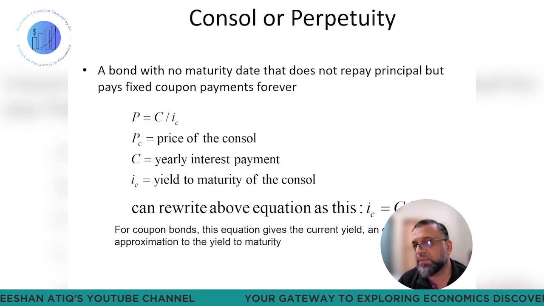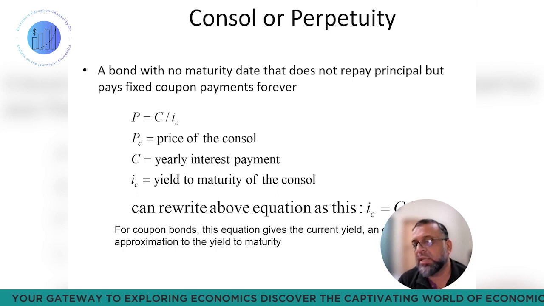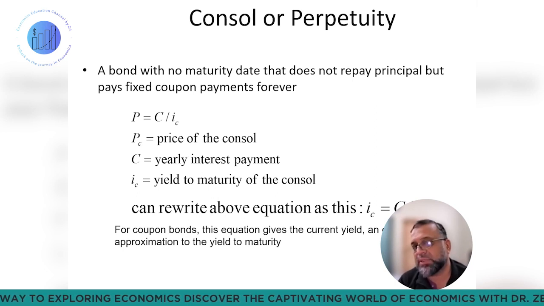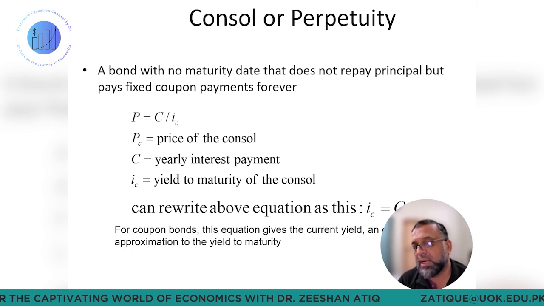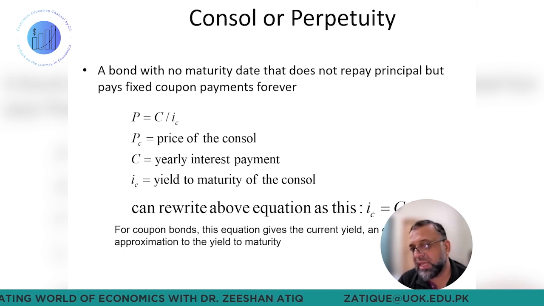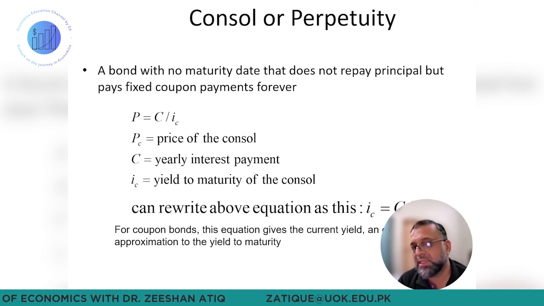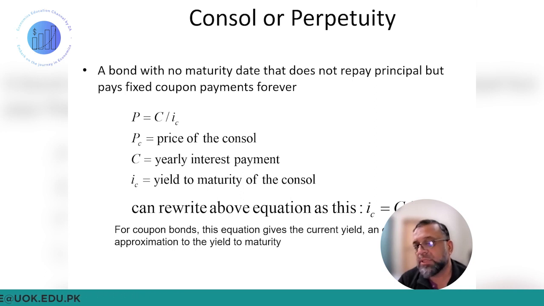Similarly, you can do this for consols or perpetuities. Perpetuities are bonds that are very long term. They don't have any maturity period. So a bond with no maturity date that does not repay principal but pays fixed coupon payments forever is easy to calculate. Here, the price is equal to the coupon payment you get every month or every year divided by i. So i can be found by dividing C by P. Consol bond calculations are easy to find.